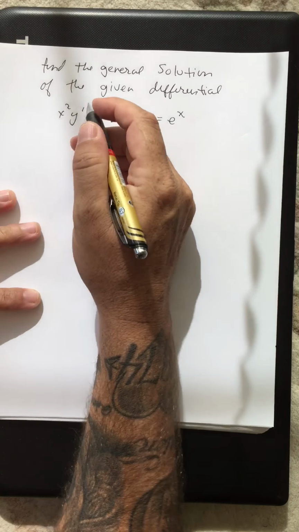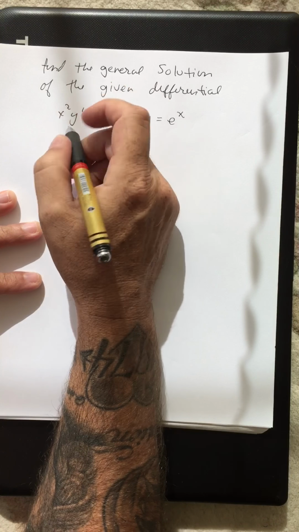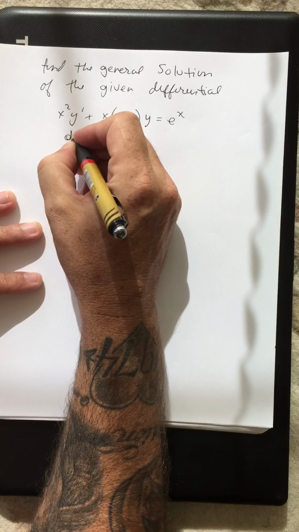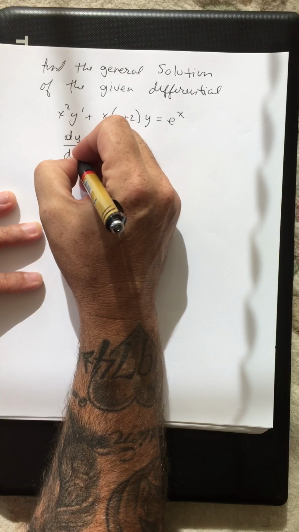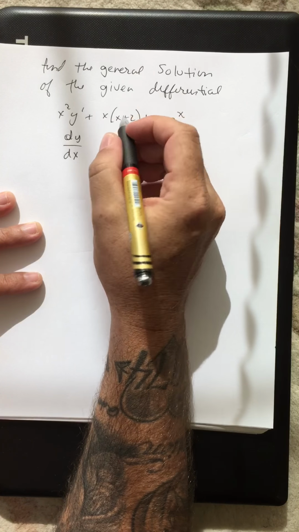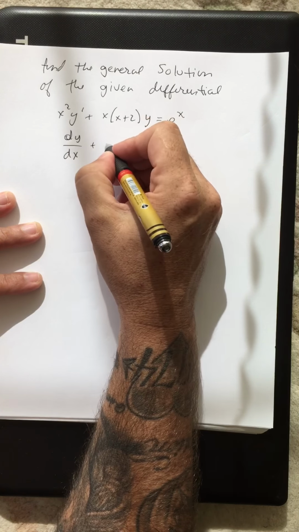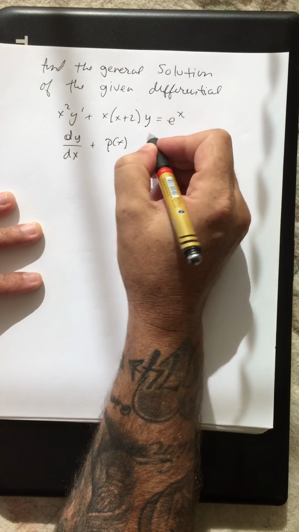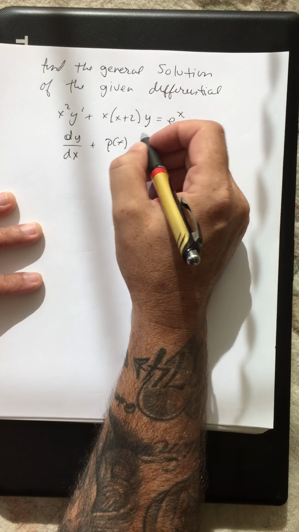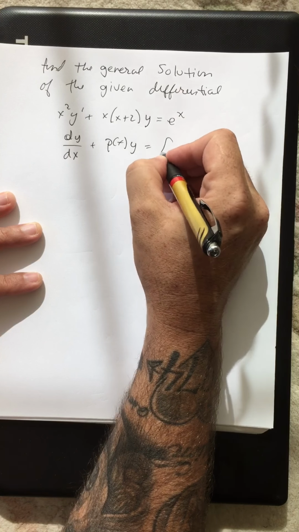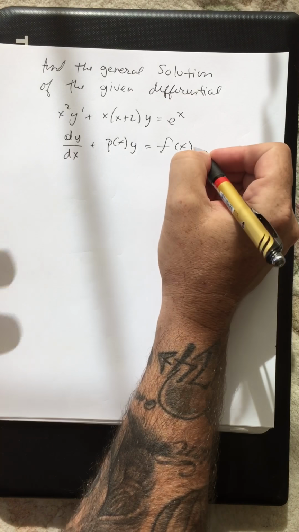Now, something that you can do to this linear first order ordinary differential equation is that you can get it into this form: dy/dx plus some function of x, p of x, y equals f of x.